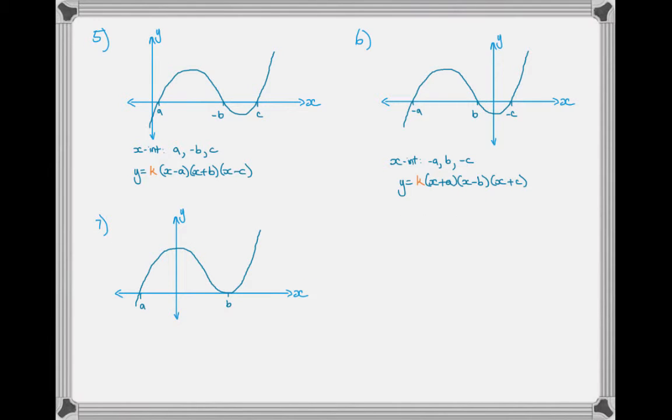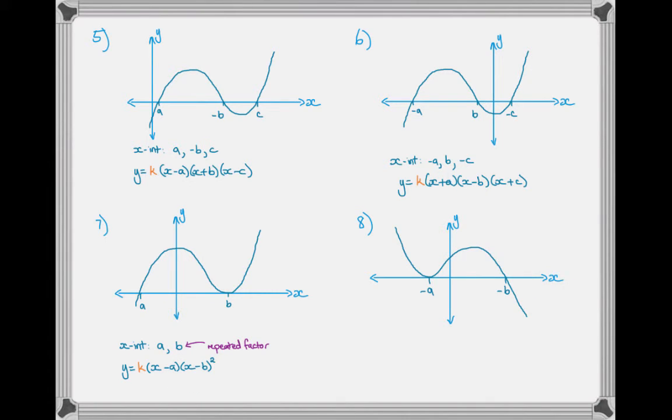What about when we have a turning point which is sitting on the x-axis? Well, we read this as what's called a repeated factor. So again, our x-intercepts are a and b, and so our equation is y equals k, dilation factor, x minus a, and x minus b. But where we have our turning point, we're going to have a repeated factor. So what I'm going to do here is put a power of 2 on this base of x minus b.